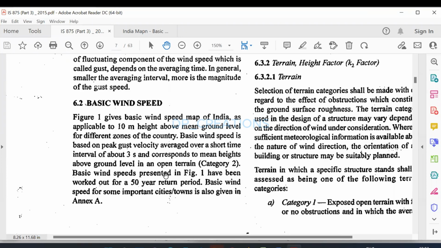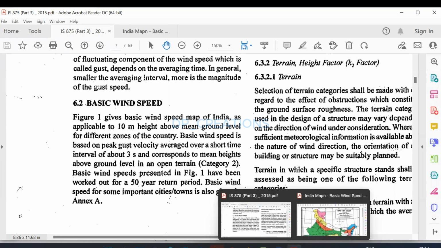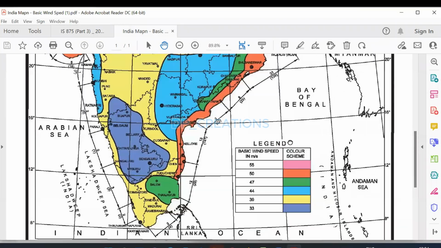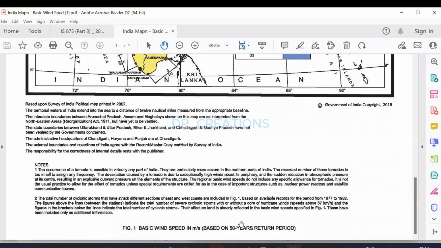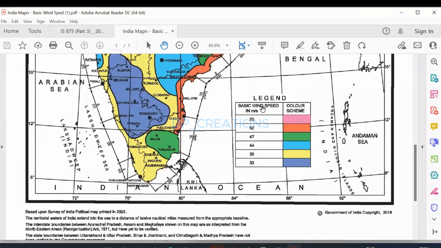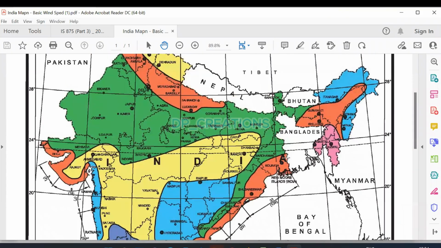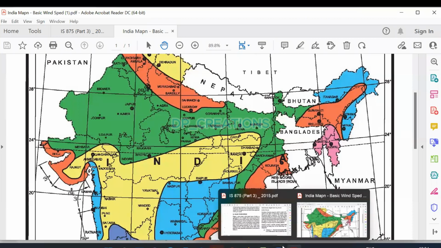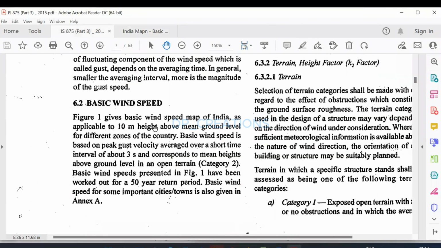Now, basic wind speed. This is figure 1. Basic wind speed in meters per second based on a 50-year return period. From this map you can find the wind speed of any location all over India. Basic wind speed is applicable to a 10-meter height above mean ground level for different zones of the country. So when your structure is less than 10 meters in height, you have to take the value for 10 meters.